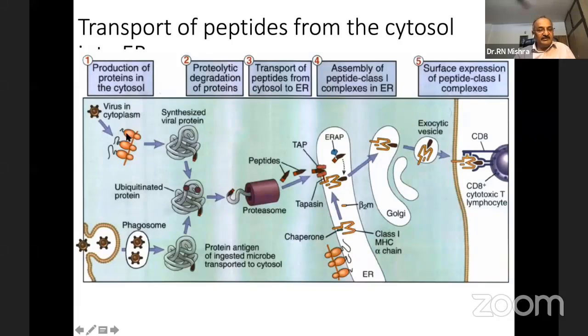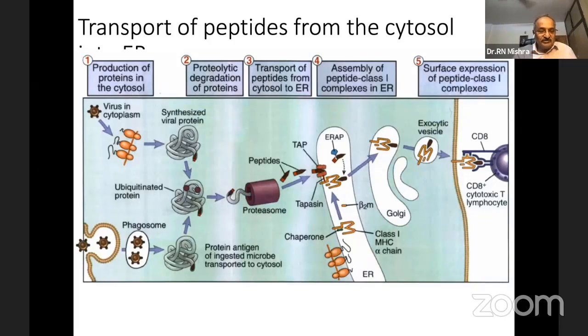So you have the virus here, and this is the synthesis of the viral protein. The proteins are ubiquitinated, and they go to this mega enzyme complex called the proteasome. It's a very powerful enzyme complex that degrades all protein molecules which are ubiquitinated. I mean, these proteins have ubiquitin attached.